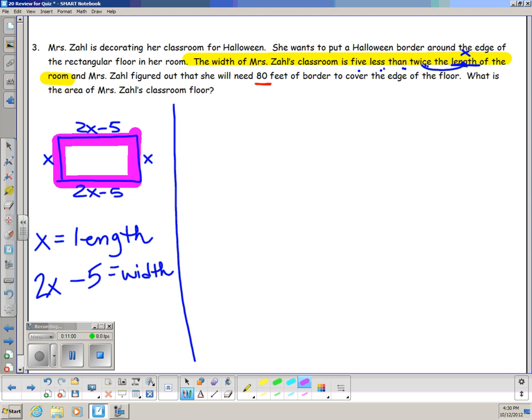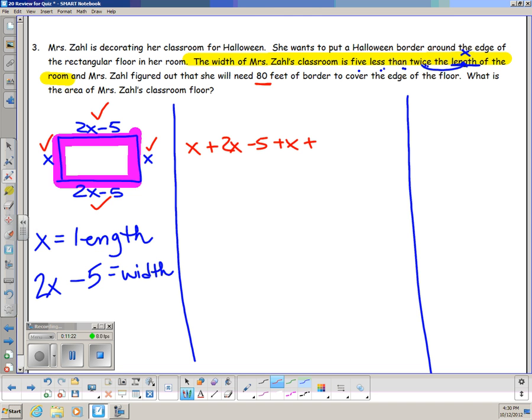Or if you had a dog and you only fenced off 2 parts out of the 4, the dog could get loose. Okay? So I need to add up all 4 sides to get 80. So I have my x, check it off, plus my 2x minus 5, check it off, plus my x, check it off, plus the 2x minus 5, check it off, and that equals 80. I need to add all 4 sides of the rectangle.